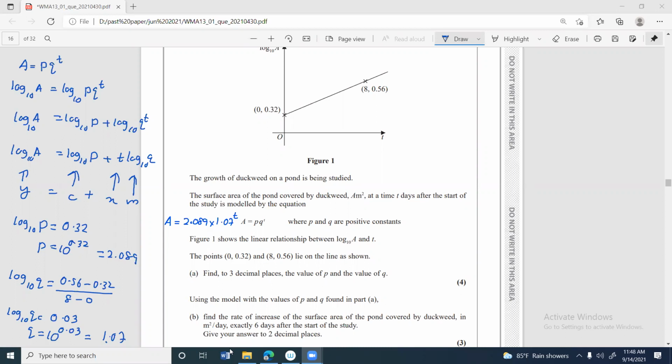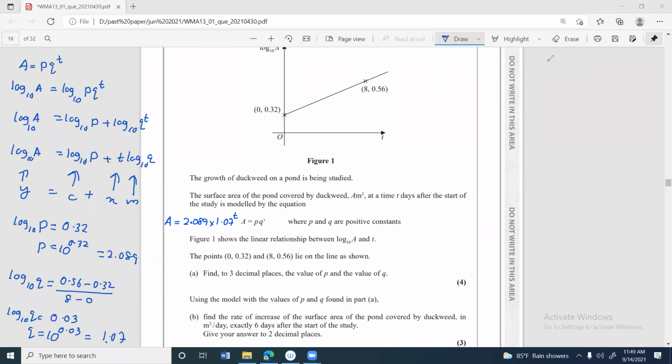using the model with the value for P and Q. Now you know that this equation is in this format. Find the rate of increase of the surface area of the pond covered by the duckweed in day exactly 6 days after the start of the study. Give your answer to two significant figures. So what we can get here is two decimal places, not two significant figures, two decimal places.